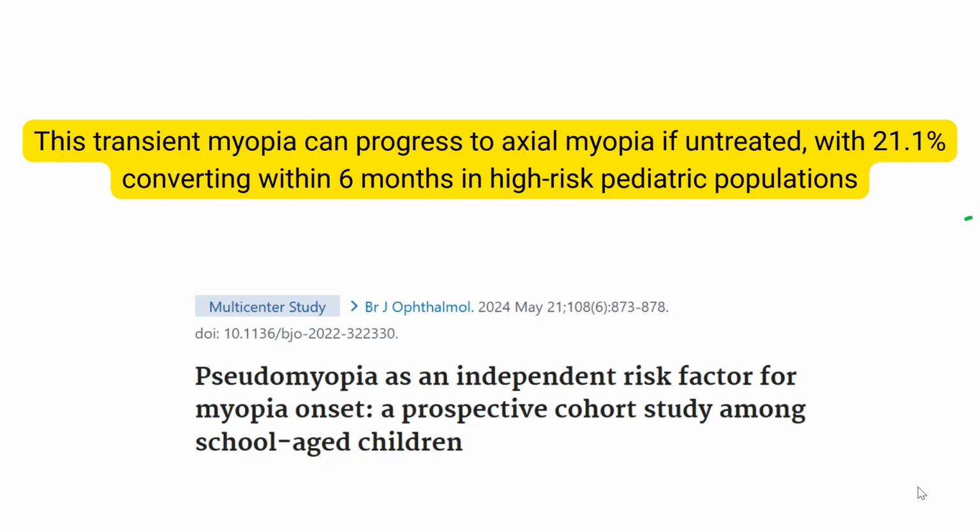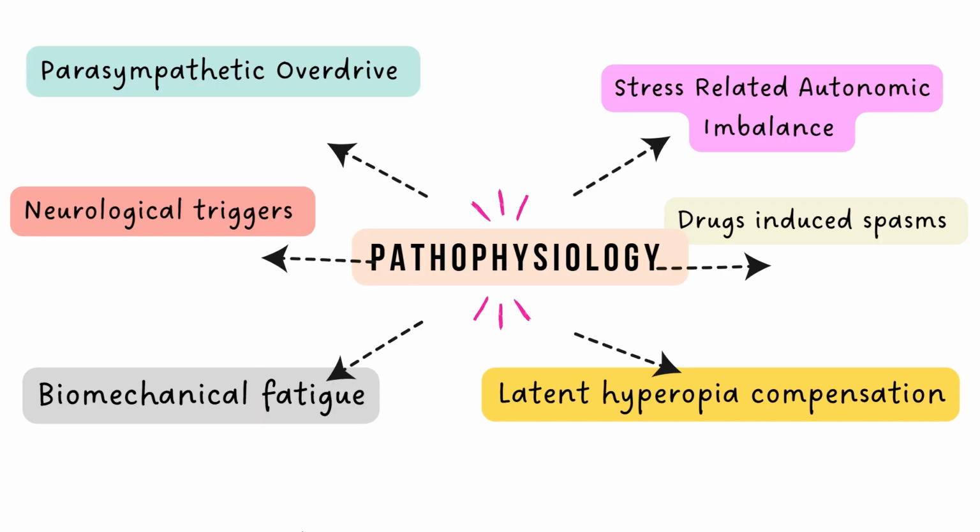Now, studies suggest that this transient myopia is not harmless. It can progress to axial myopia if untreated, with 21.1% converting within 6 months in a high-risk pediatric population. So you can go ahead and study this multicentric study on the conversion rate of transient myopia to permanent axial myopia. And now the pathophysiology behind accommodative spasm.